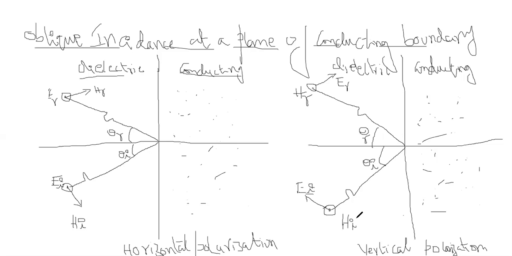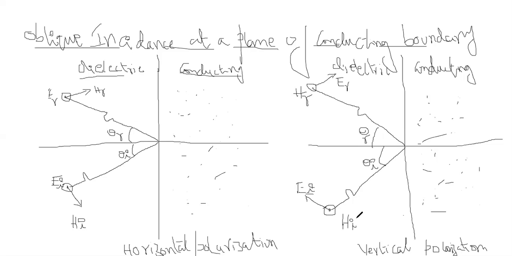Forget about all this. If any confusion is there, simply we can say: when the electric field is perpendicular to the plane of incidence, it is called horizontal polarization. And when the magnetic field is perpendicular to the plane of incidence, it is the vertical polarization.